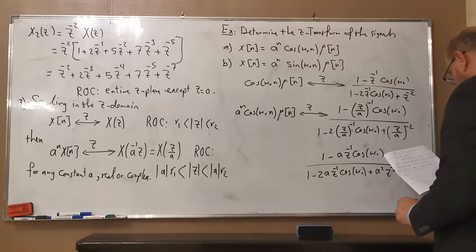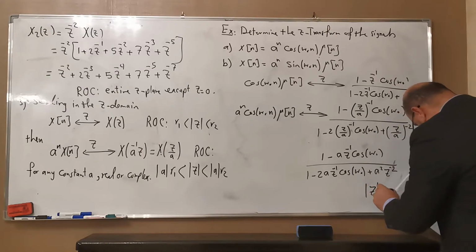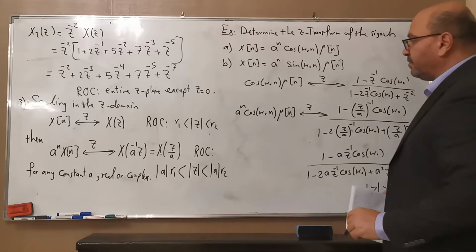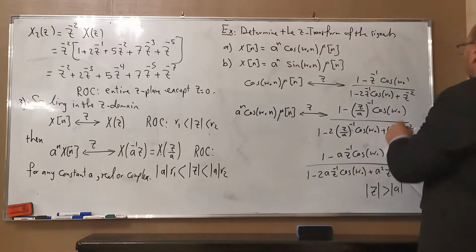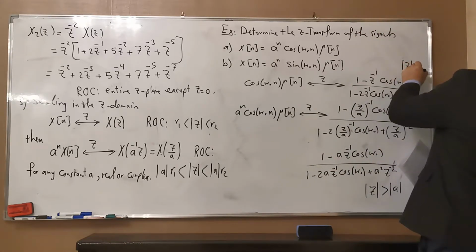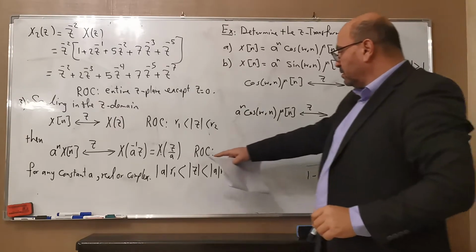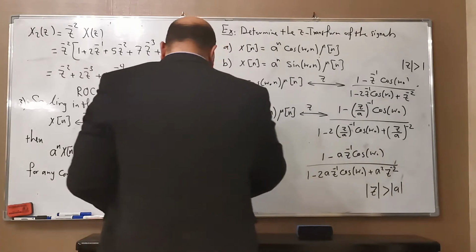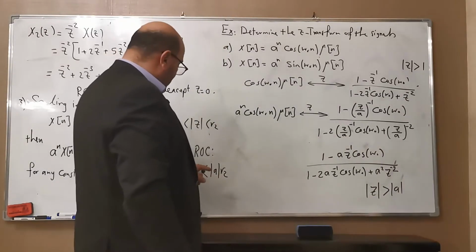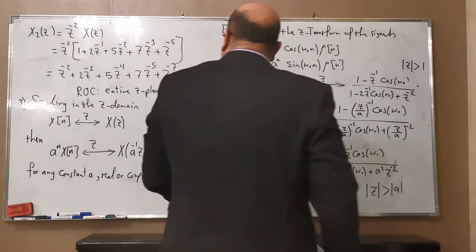And the region of convergence here is the magnitude of Z greater than the magnitude of A. Because the region of convergence for this case before was the magnitude of Z greater than 1, it will be scaled by the magnitude of A. Magnitude of Z greater than 1 becomes magnitude of Z greater than A.